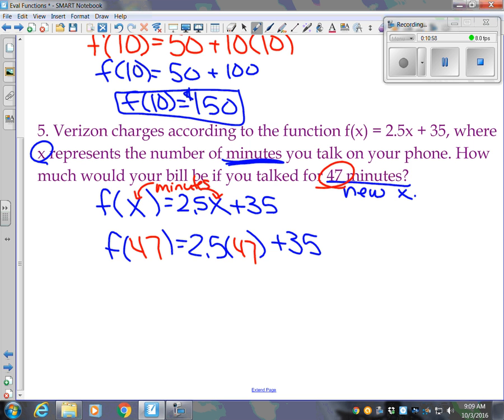Yes, I do think today is a day you need a calculator because I can't do that in my head. Everybody has a calculator, so there's no reason why everybody can't go through the motions of getting the problem. What is 2.5 times 47 plus 35? How much?